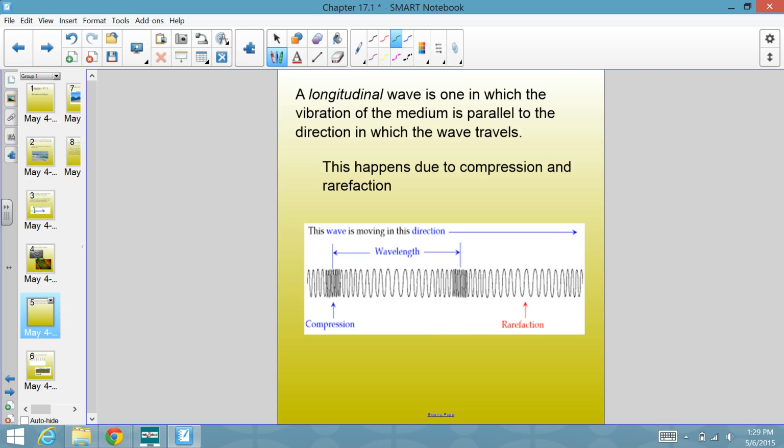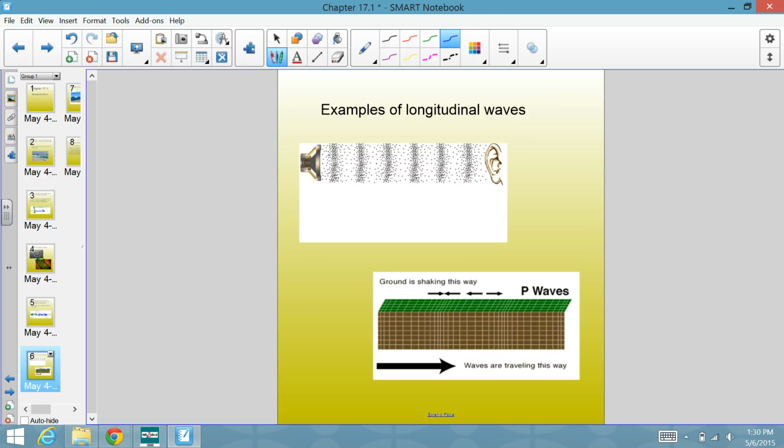And as this happened, the parts of the slinky, like the particles of the slinky, would move back and forth like this as the wave came down and back. The energy of this wave also moves in this direction. So the movement of the material is in the same direction, or in the same plane, as the direction of movement of the energy. Examples of longitudinal waves are sound and P waves, which are earthquake waves.